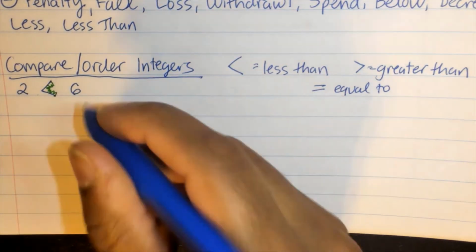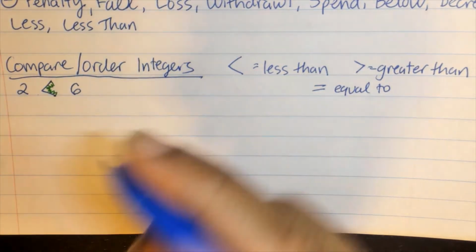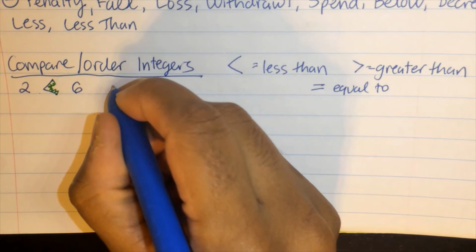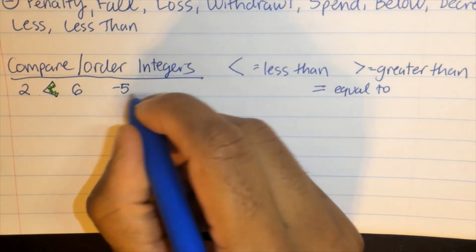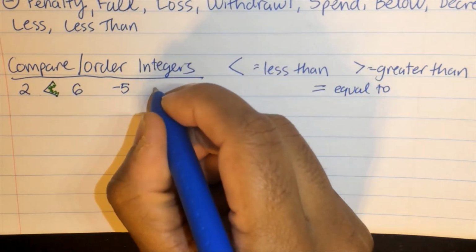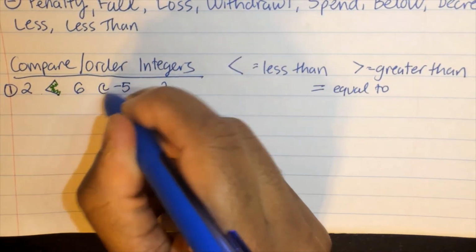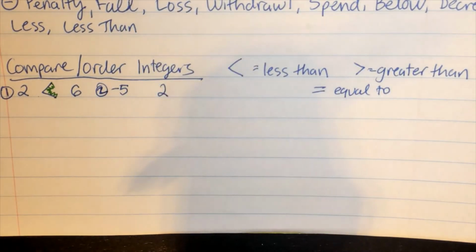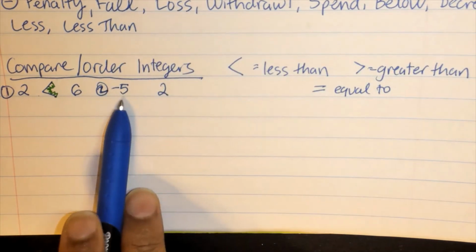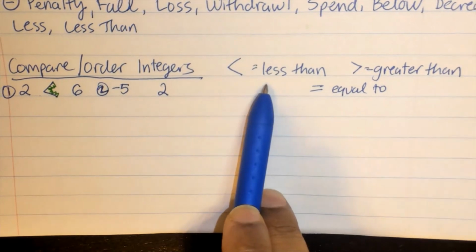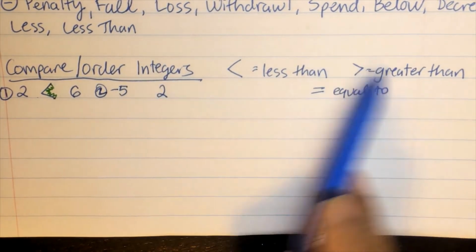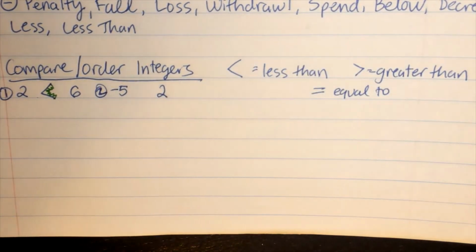So let's do another one. Let's do negative 5 and positive 2. Okay, so here's question 1. Here's question 2. All right. Amoge, you can go ahead and unmute your mic. Is negative 5 going to be less than 2, or is negative 5 going to be greater than 2? Or is it going to be equal to 2? What do you think?